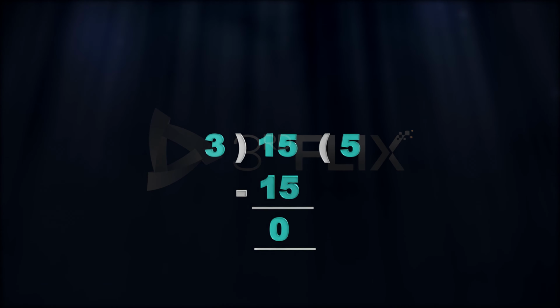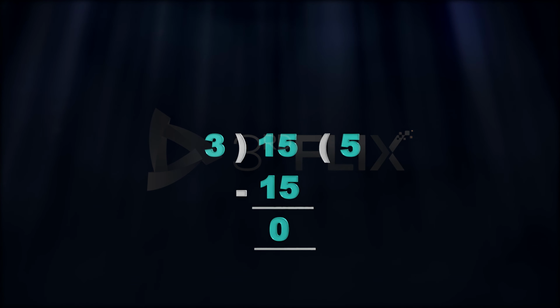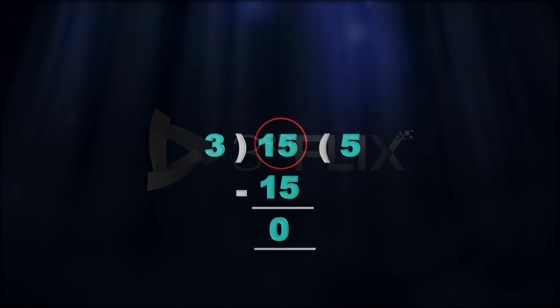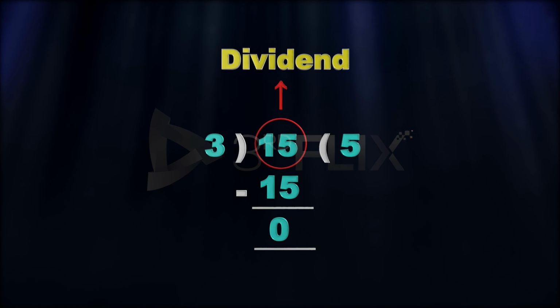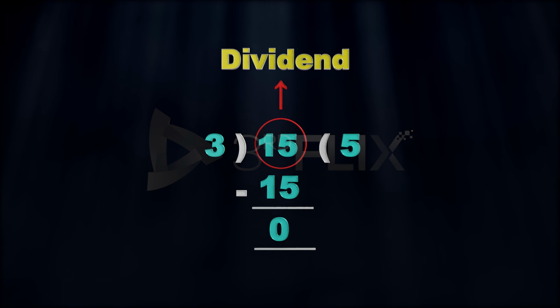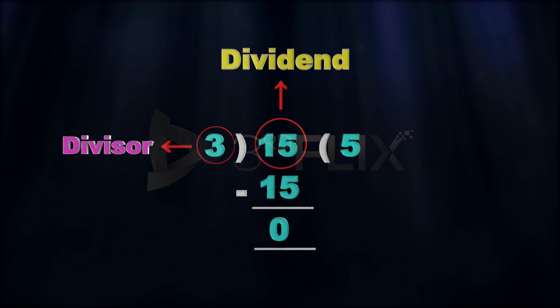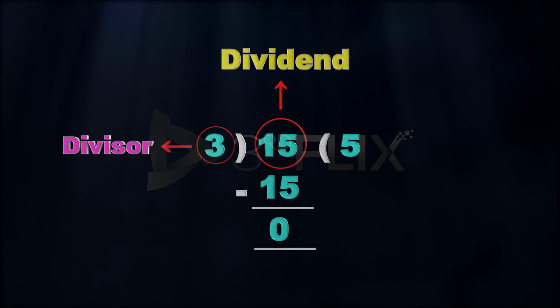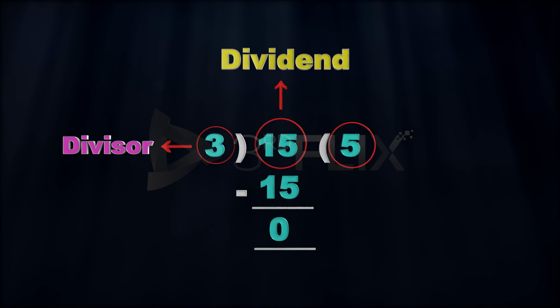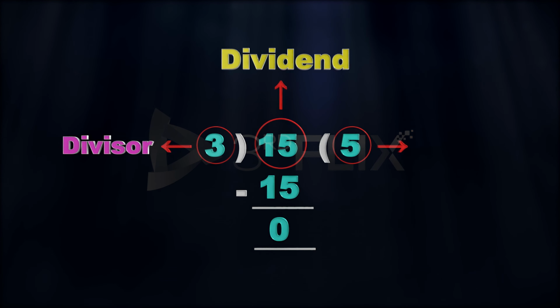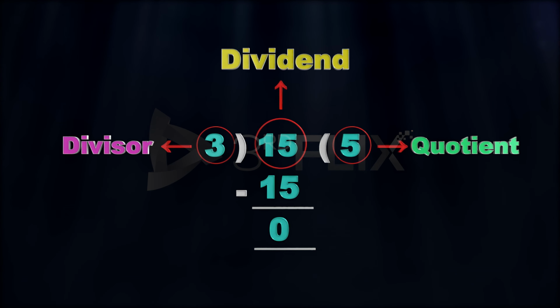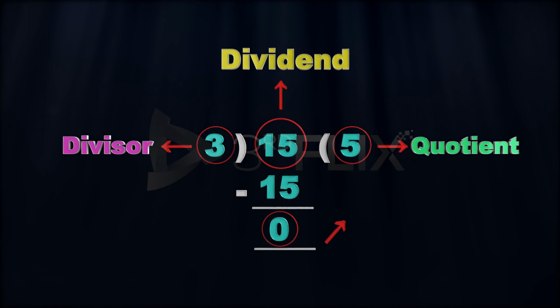In the above example, what is dividend? Yes, 15 is the dividend. What is the divisor? 3 is the divisor. What is the answer in the above division and what is it called? 5. It is called a quotient. What do we call 0? 0 is the remainder.